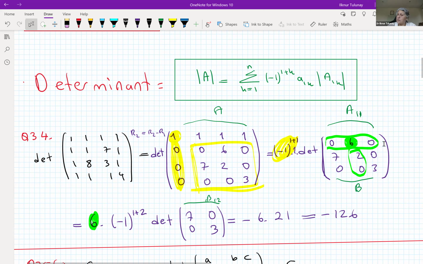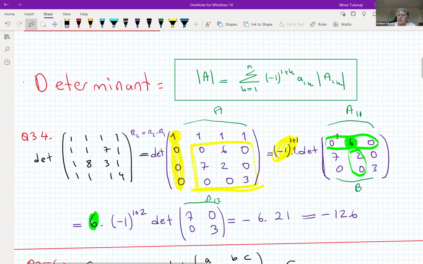Now, here we can do different things. We can choose any row or any column. We have lots of zeros. I choose the first row, where I have only 6, so that's the only position I needed to calculate. So this 6 is this number. I have -1 to the power of the position of 6. Where is the 6? 6 is in the first row, second column. This is 1 plus 2, which represents the first row, second column.